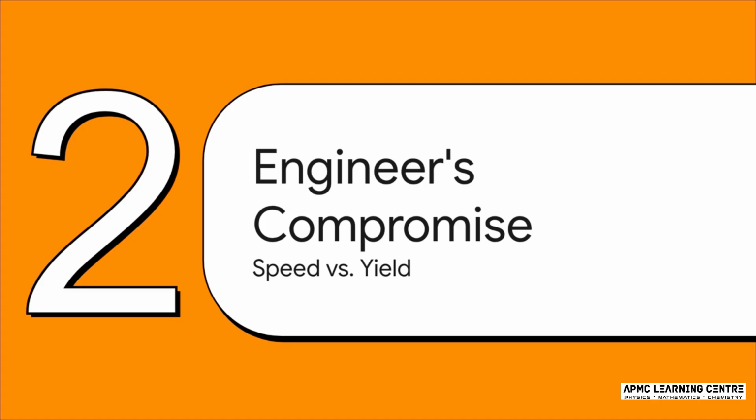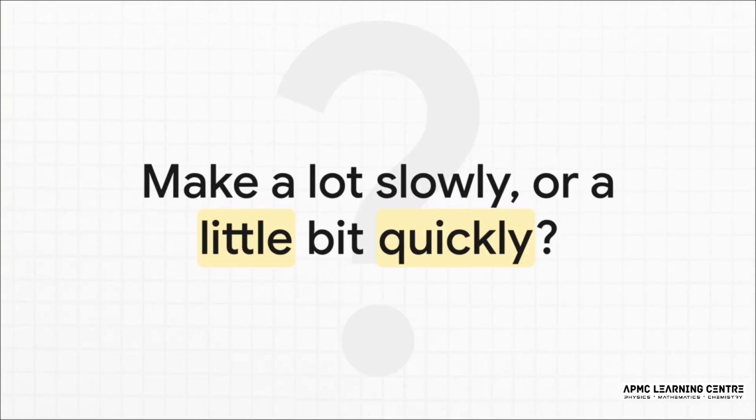To make this whole thing work without going broke, you've got to find the perfect balance between two things that are fighting each other. How much stuff you make, that's the yield, and how fast you can make it, that's the rate. So let's put you in the control room. You've got the dials for temperature and pressure right in front of you. Your job is to make the most money. So what's the smarter move?